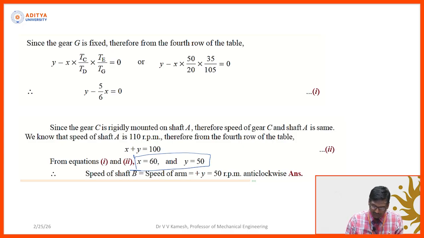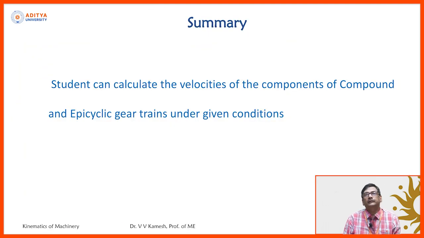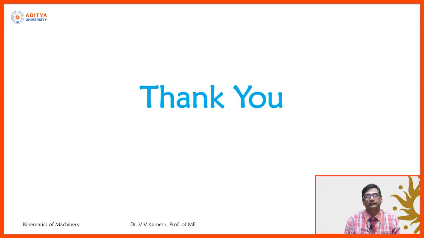Thereby I can find the speed of shaft B will be equal to plus Y. The summary of this lecture is, students can calculate the velocities of the components of compound and epicyclic gear trains under given conditions. Thank you.